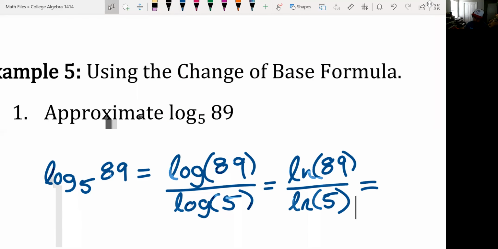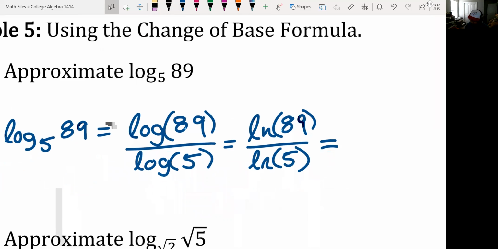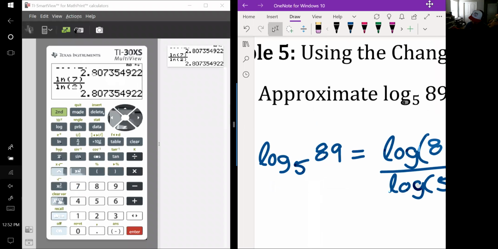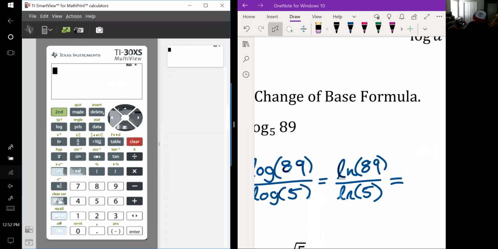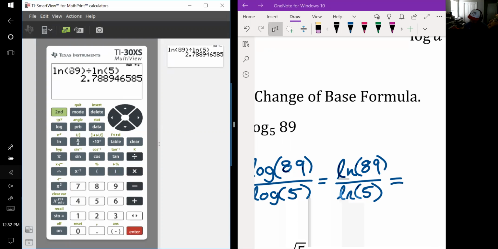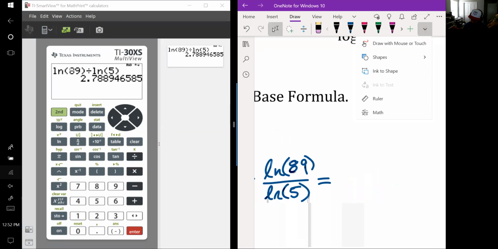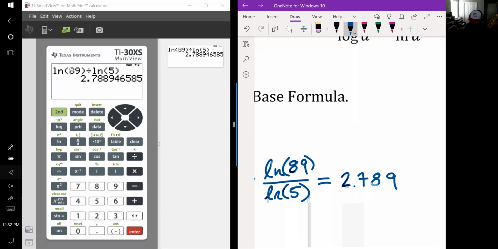And now we will approximate, so it is calculator time. And I'll do natural log 89 divided by natural log 5. Here's another type of input you could do. You don't have to use a fraction button. And I'll hit enter. And we'll do this to 3 decimal places, just because it's a logarithm. And I'll get 2.789. And that's the answer I get no matter if I use log or natural log.